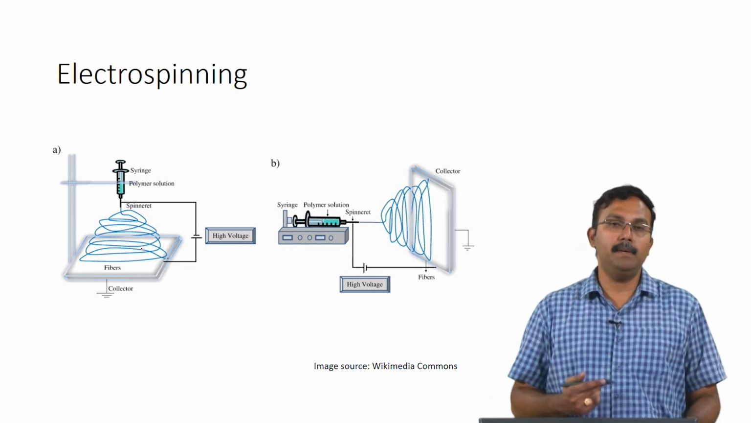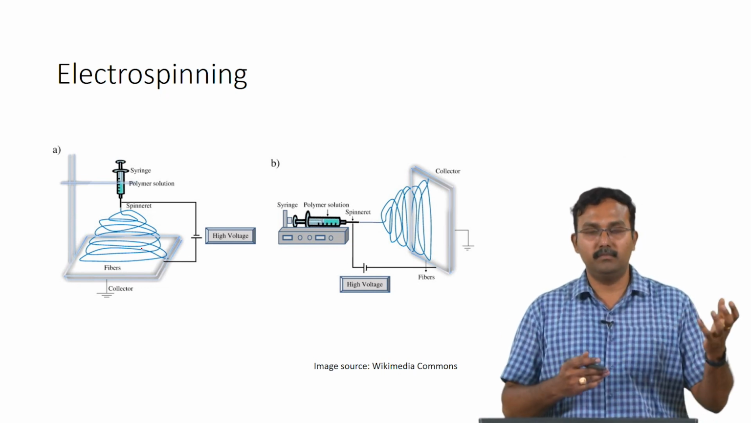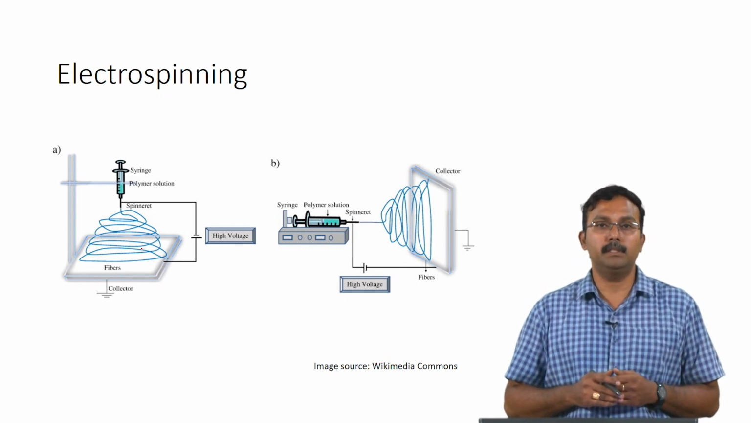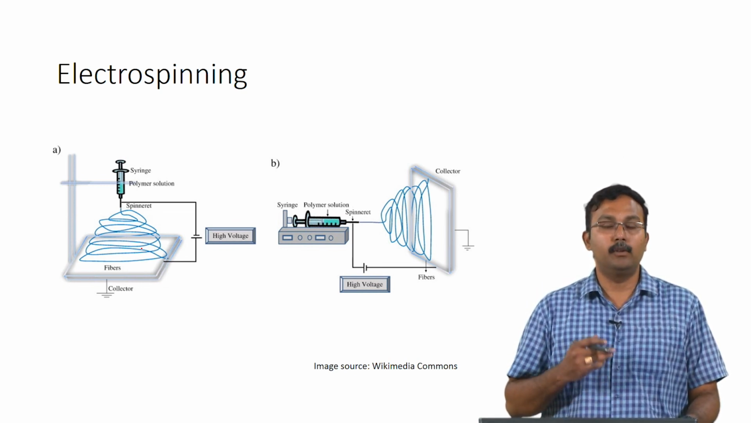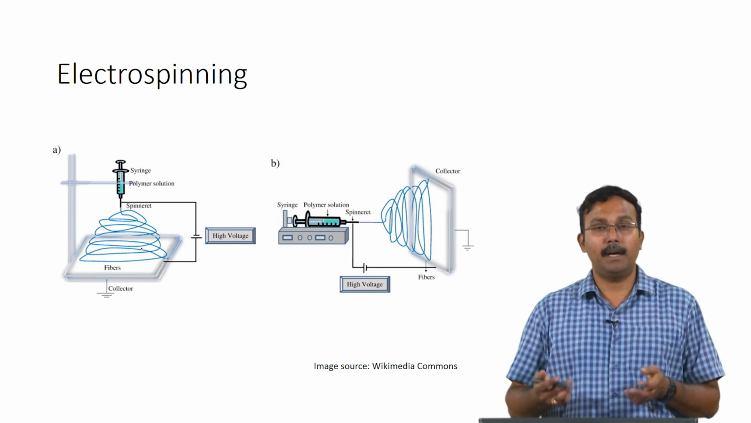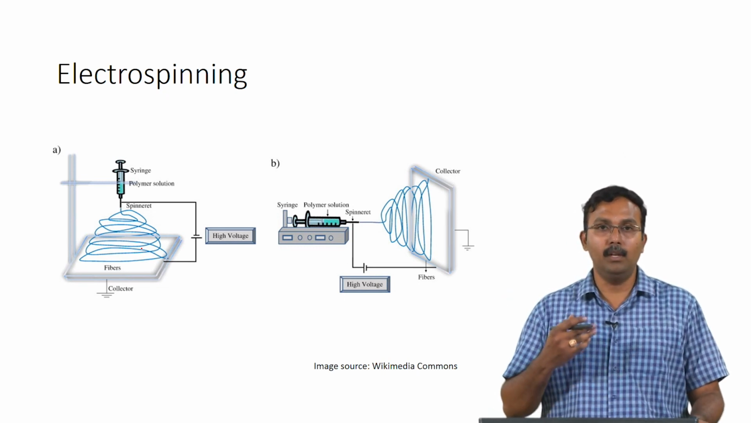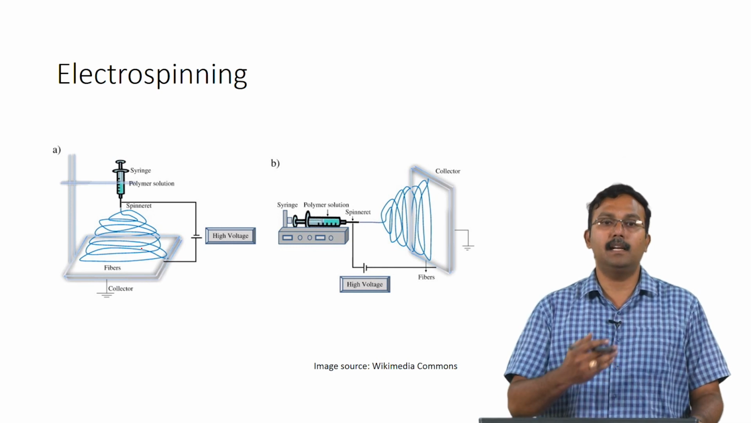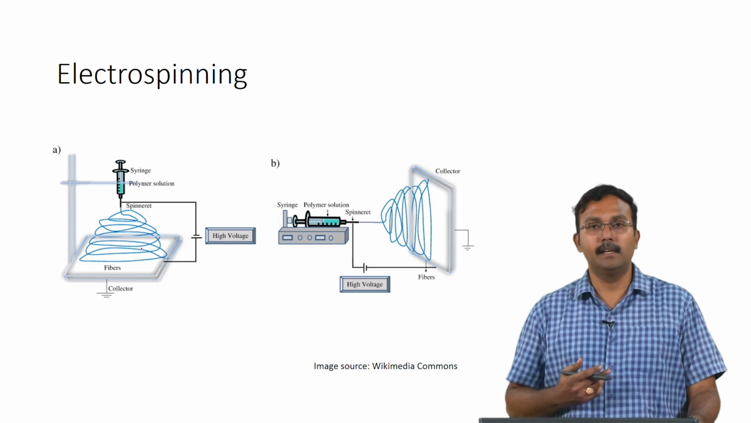Here, the parameters which can be varied are the flow rate at which the polymer solution is pumped. You can also vary the viscosity of the polymer solution, and you can vary the diameter of the needle. You could vary the voltage which is supplied. There are also parameters such as humidity, which can play a role in how these fibers are formed, and based on the distance between the collector and the spinneret, you would also have the thickness varying.